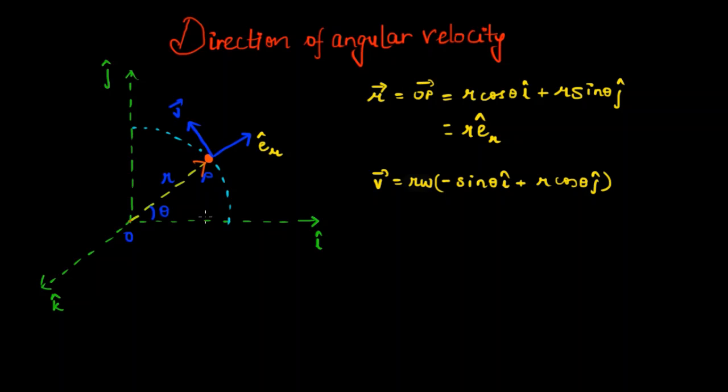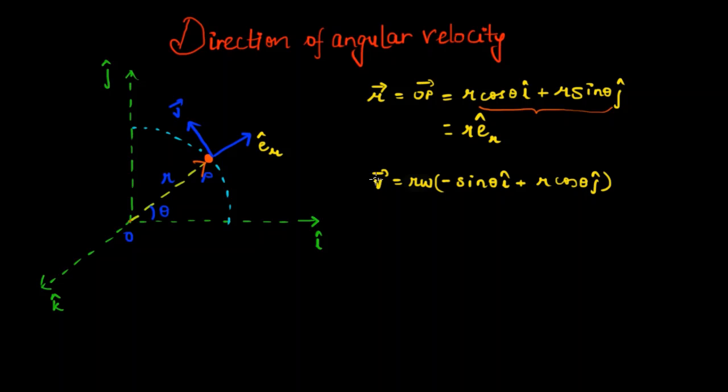Now OP vector will have an x component and a y component. So the OP vector can be written as r cos theta i cap plus r sin theta j cap, right? Now we can also write this OP vector as r er cap. So we define a unit vector in the radial direction. So in the direction of r vector, if we define one unit vector, then we can just say that OP vector is equal to r er cap. So in this case, what will be er cap? So er cap, which is a unit vector, will be cos theta i cap plus sin theta j cap.